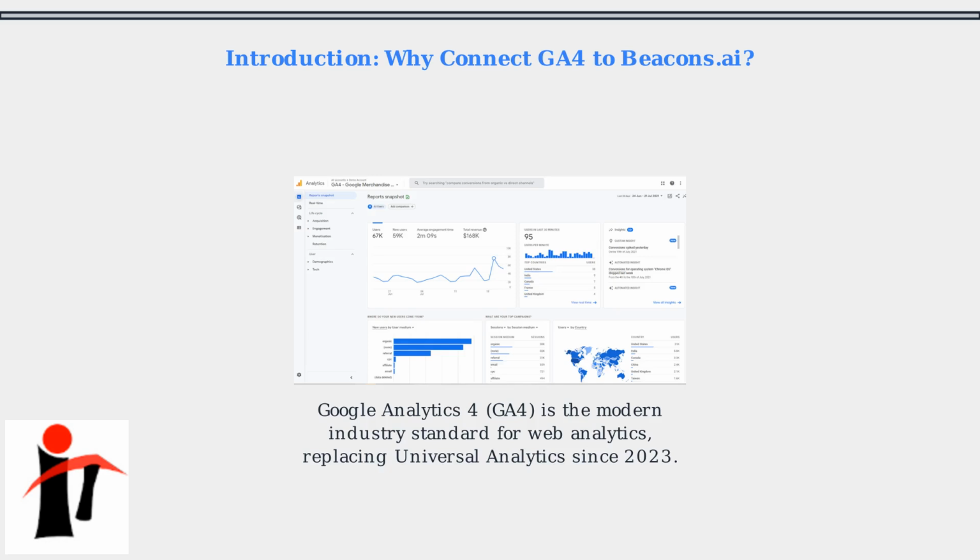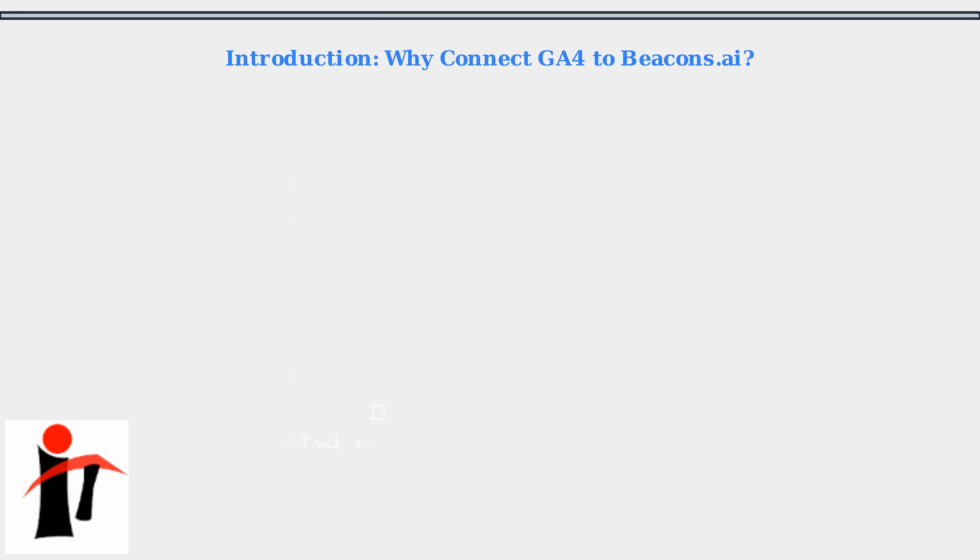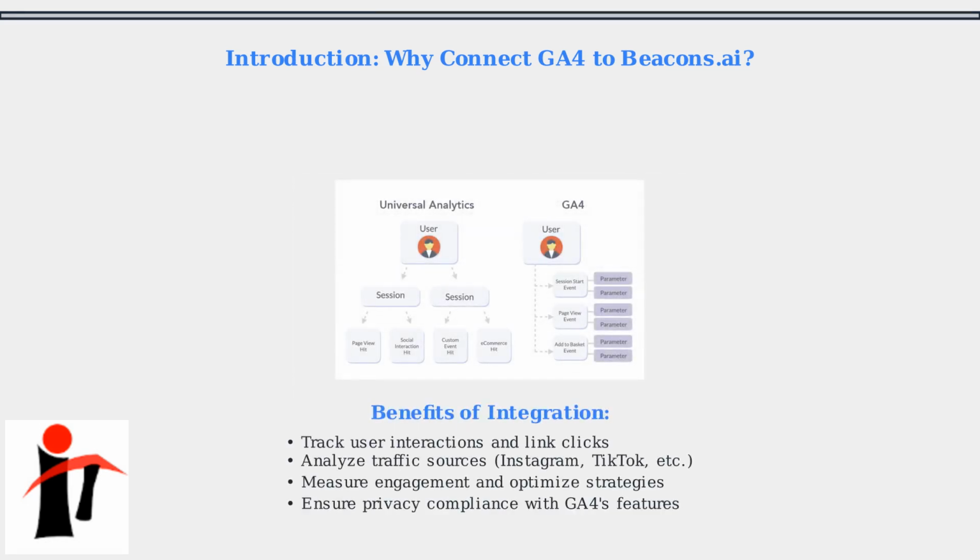GA4, which became the industry standard in 2023, provides detailed insights into user behavior, traffic sources, and engagement metrics. GA4 offers a more advanced event-driven model compared to the older Universal Analytics, enabling better tracking of specific actions like link clicks and page engagement. By integrating GA4 with Beacons.ai, you gain valuable data to optimize your content strategy and improve your marketing efforts.